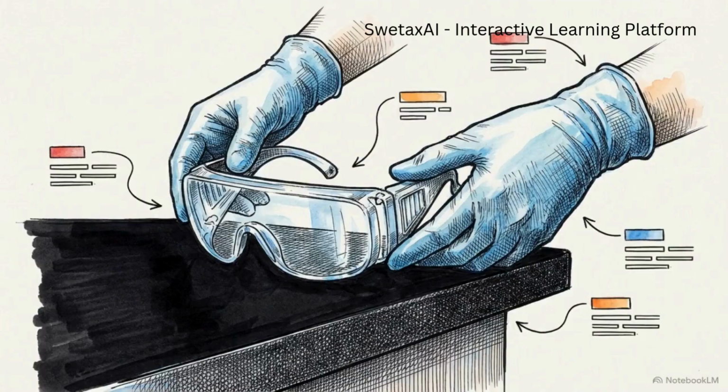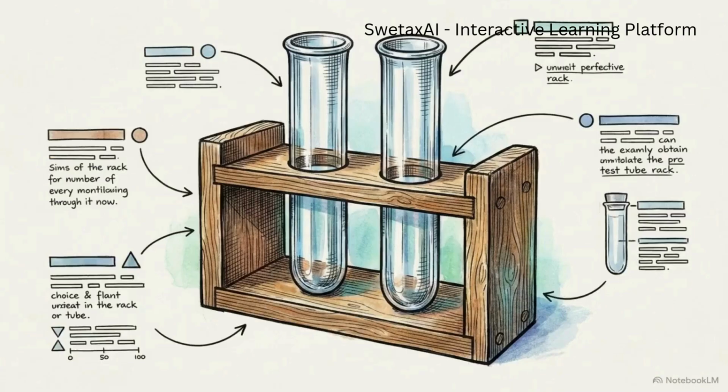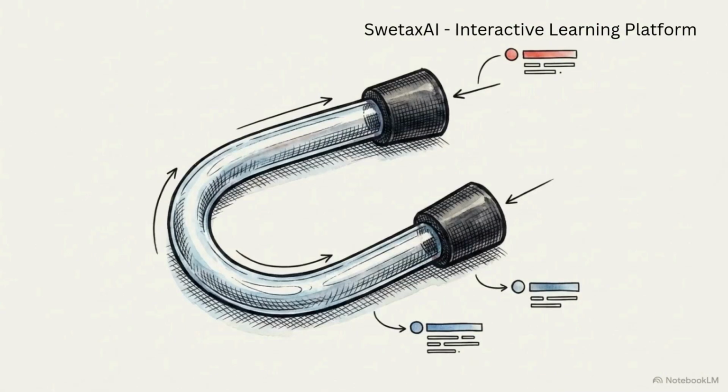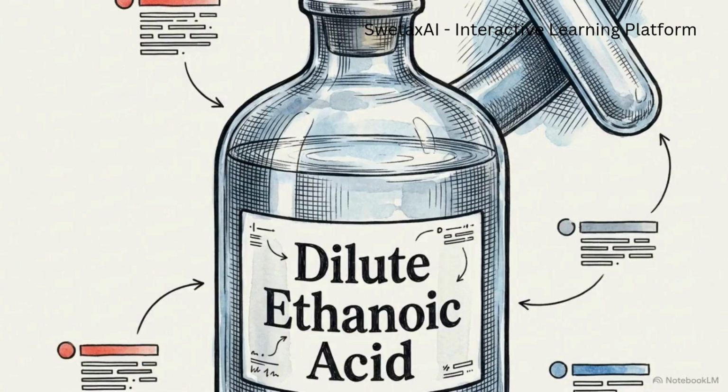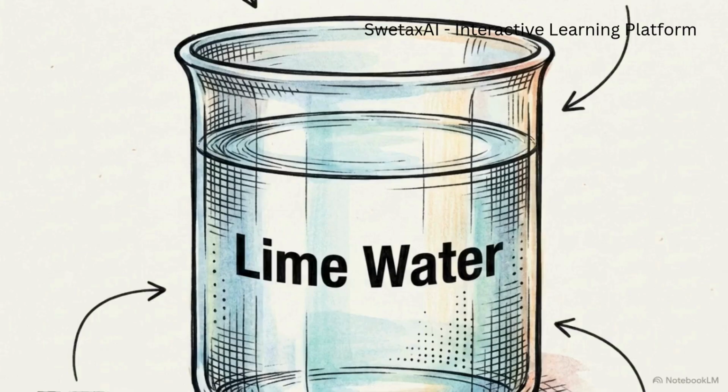First, put on your safety glasses and gloves. On your bench, you need 2 clean test tubes, a delivery tube, sodium carbonate, sodium hydrogen carbonate, dilute ethanoic acid, and freshly prepared lime water.